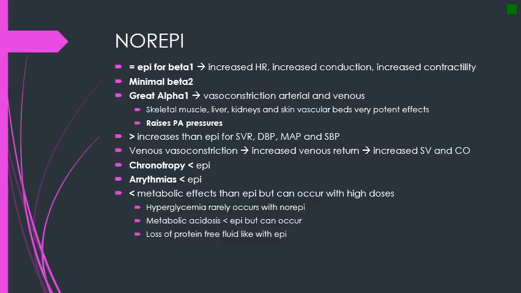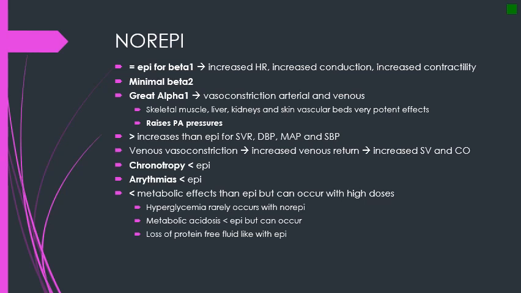Norepinephrine is equal to epinephrine for stimulation of beta-1 receptors. It will increase the heart rate, conduction, and contractility for the patient, which will increase that myocardial oxygen demand, right? It has minimal beta-2 effects, so that's a great thing to keep in mind whenever you don't want beta-2, but you do want that beta-1. It does produce fantastic alpha-1 for vasoconstriction for the arterial and venous bed, so it does help to increase your venous return, which will increase your stroke volume and your cardiac output.